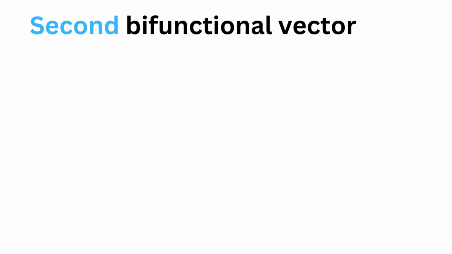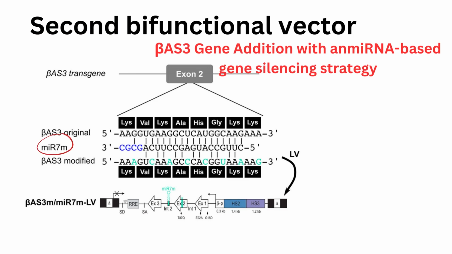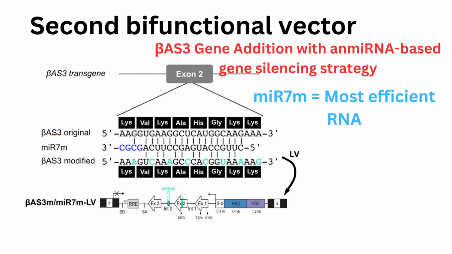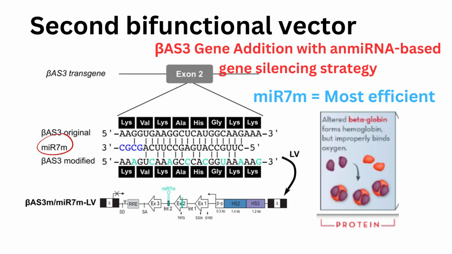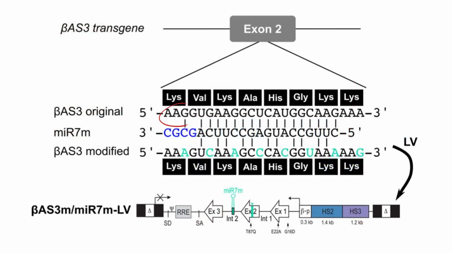The second of the two bifunctional lentivectors combines the BAS3 gene addition strategy with the insertion of the MIR7M, as it was the most efficient miRNA. In order to generate an effective miRNA that would specifically target the beta-globin gene, a sequence of small interfering RNAs and shRNAs targeting HBB were inserted into the backbone of MIR223 and modified via the removal of 4 nucleotides at the 5' end and addition of a GC-GC segment at the 3' end.